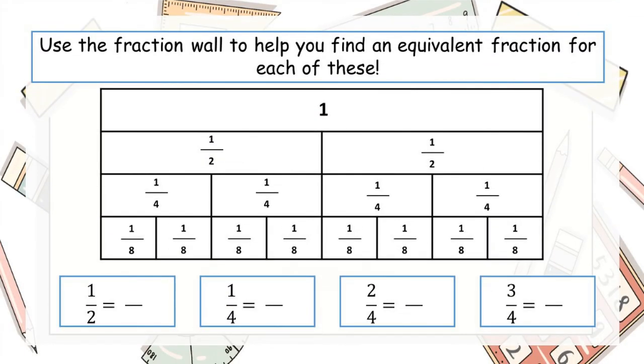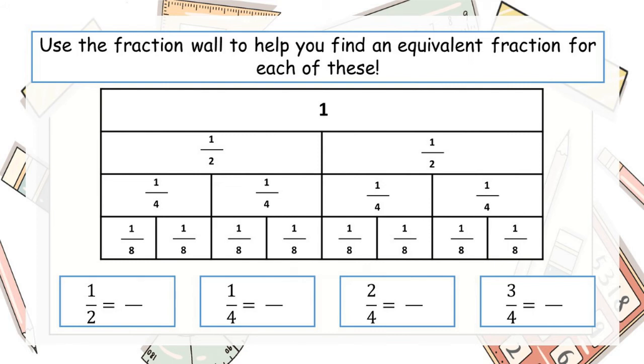Take a bit of time now to study the fraction wall down below and see if you can find the equivalent fractions for all of these ones I've given you. 1 half is equivalent to what? 1 quarter is equivalent to what? 2 quarters is equivalent to what? And 3/4 is equivalent to what? Pause the video and give it a try.